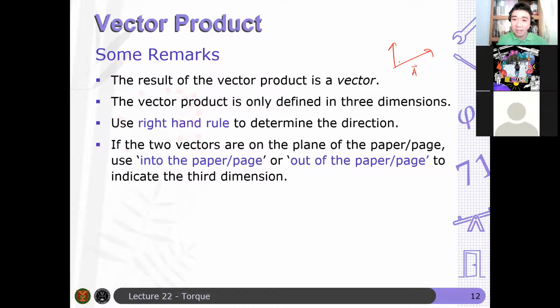Let's say this is A, this is B. So, I start with A, pointing towards B. And the direction is palabas. So this is out of the paper.